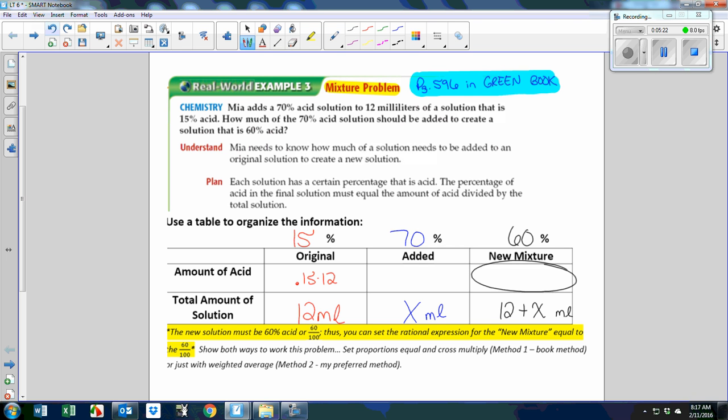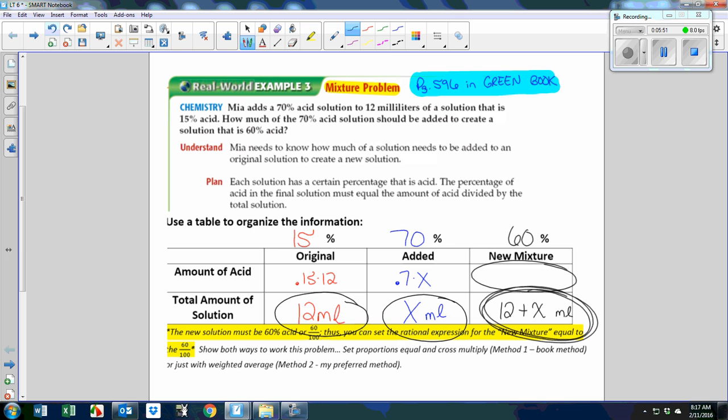In the 70% solution, I don't know how many milliliters were acid, but I know 70% of the solution was acid. So 0.7 times the total amount of solution, x, represents the amount of acid. So here's where me and the book are going to differ. The book uses the logic that we used in the bottom row. You can take the 12, you can take the x, and you can add them to get this number.